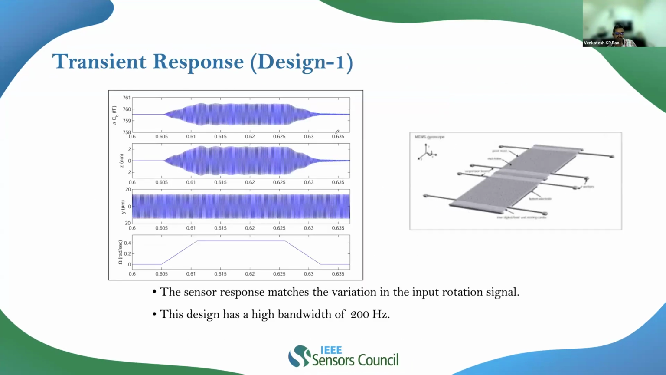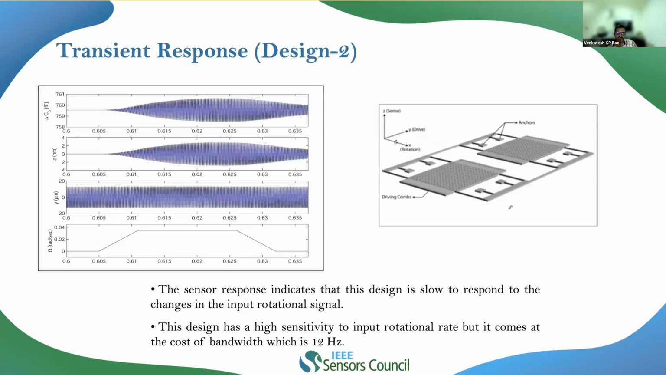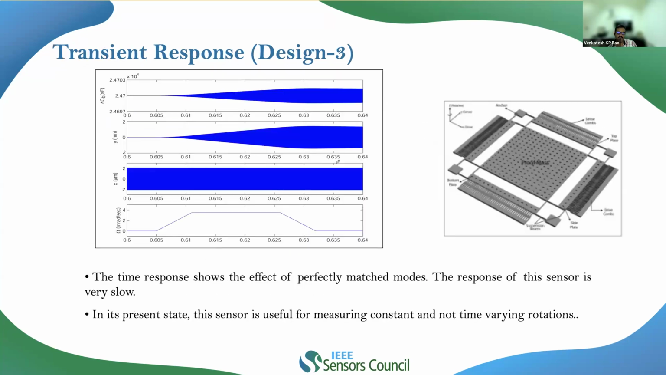Okay, so here you can see that in the first design, since there's a huge mismatch, the output follows the input, whereas in the second design, since the mismatch is very, very small, the output is not exactly following the input, whereas in the third design, the output is not at all following the input. So in this case, you get an excellent sensitivity, but the bandwidth is 0, right? So that's why there's always a trade-off between the bandwidth and sensitivity.